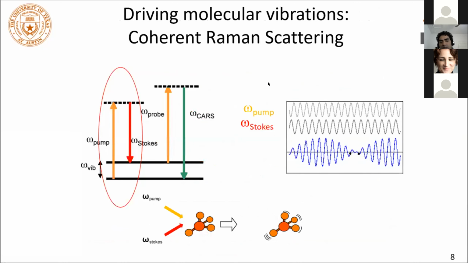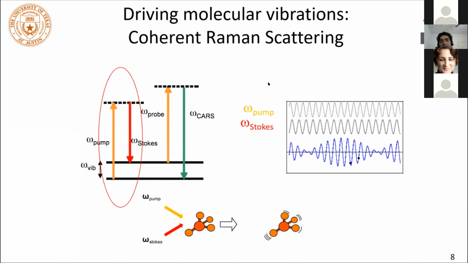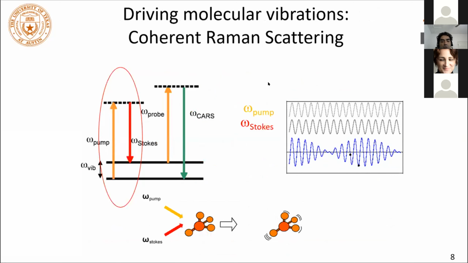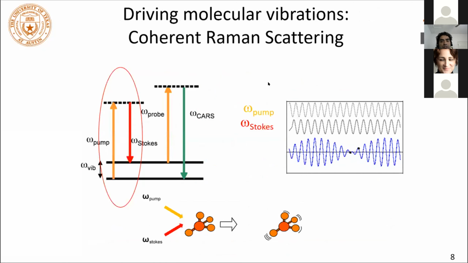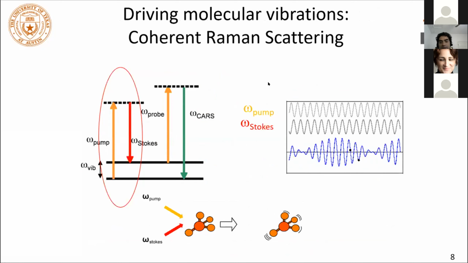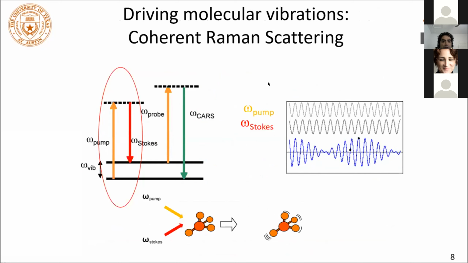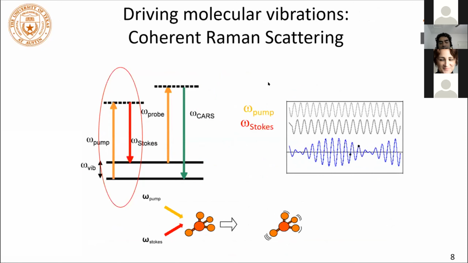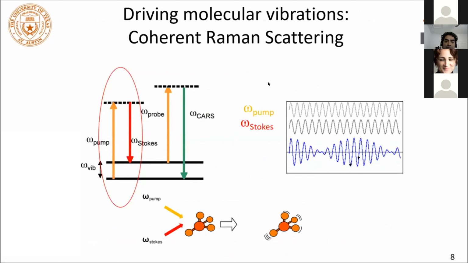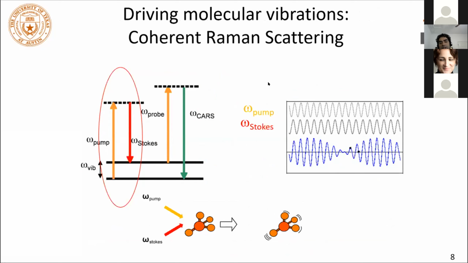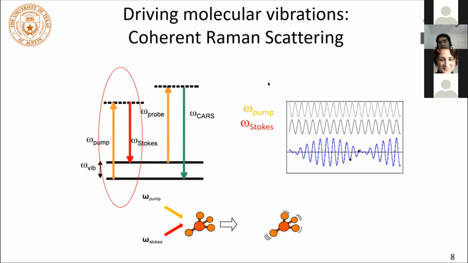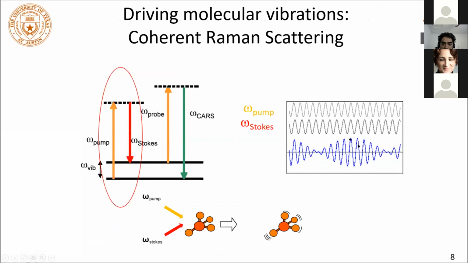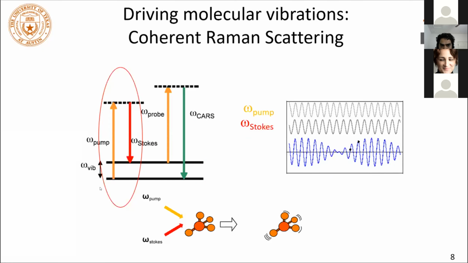So I didn't invent what I'm going to talk about here, but I've developed it in a way that has made it quantitative to do a lot of the science that we do in our lab, and other people are doing in other labs as well now. And so what we do is something called coherent Raman scattering. This is where you use a couple of different lasers. You've got a pump and a Stokes laser, and the energy difference between these two, right? So this is an energy scale here.